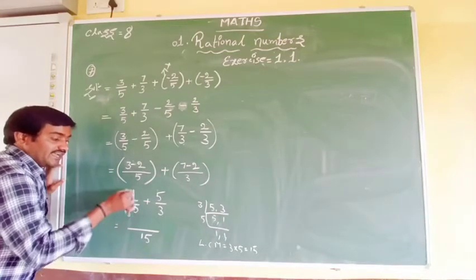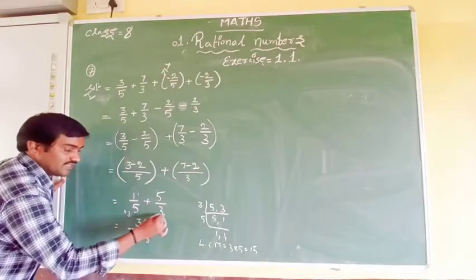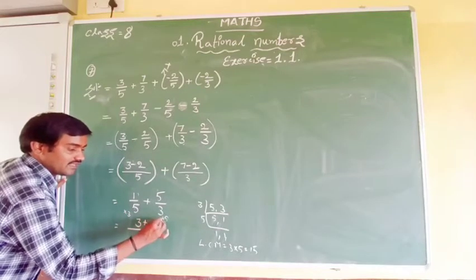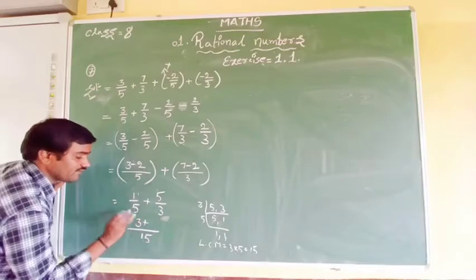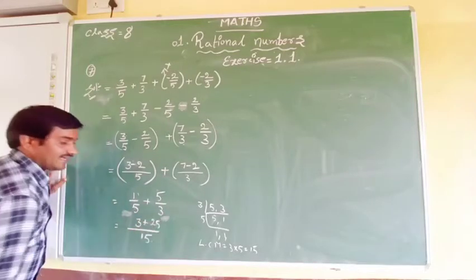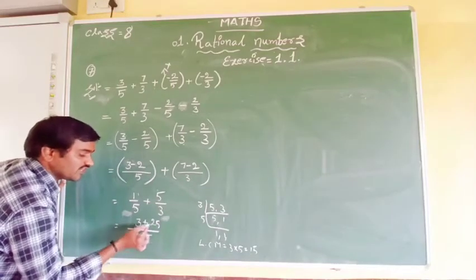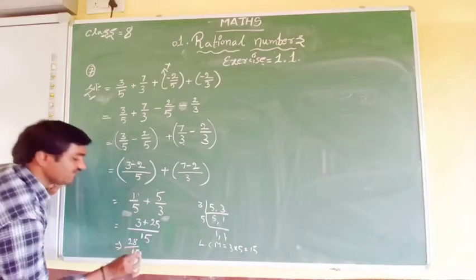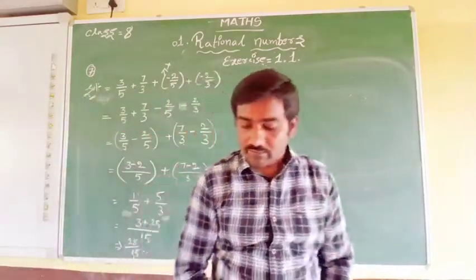Then 3 into numerator 1, 3 into 1 is 3. Plus, how many 3s are 15? 3 5s are 15. This 5 into 5 is 25. At last, to get the answer, 3 plus 25 is 28 by 15. This is the answer. In this way we can do this thing.